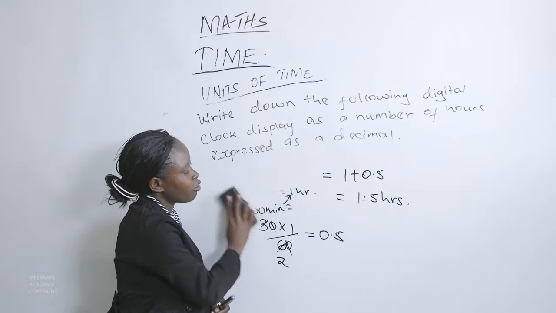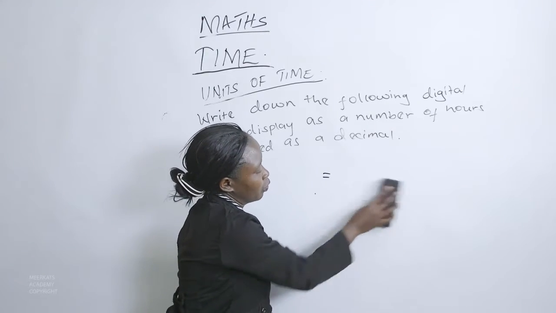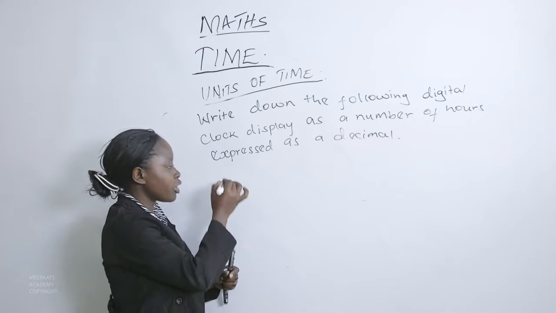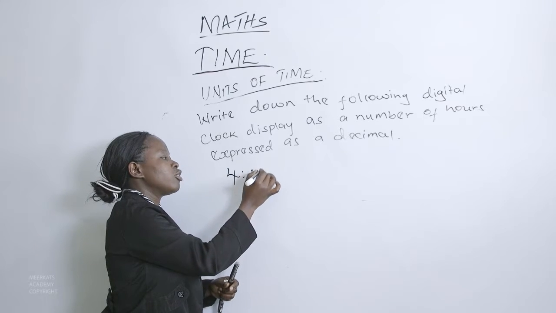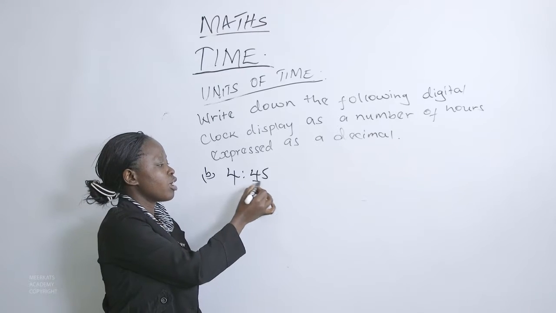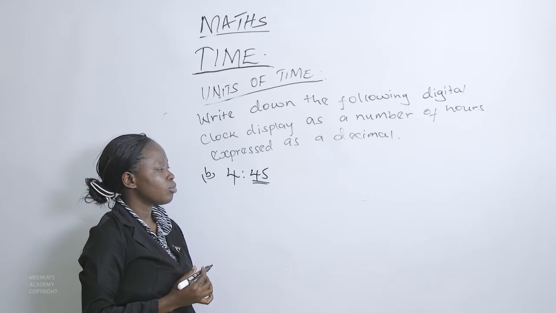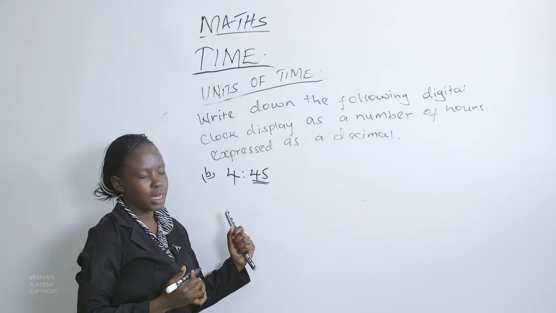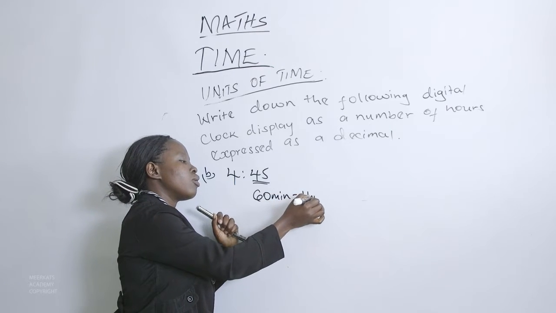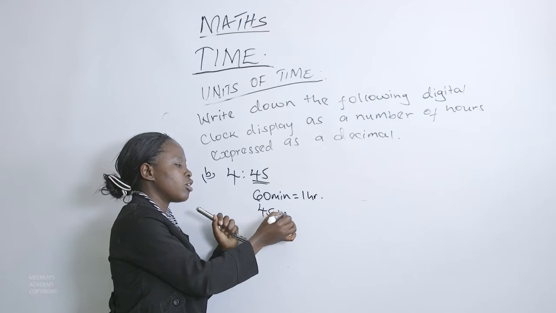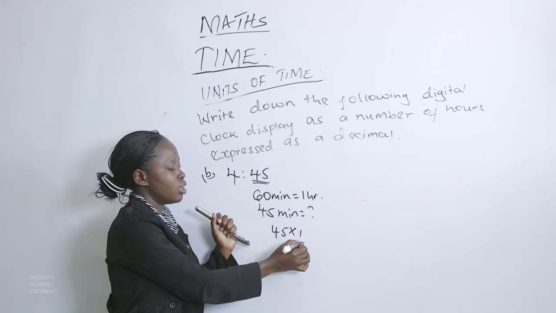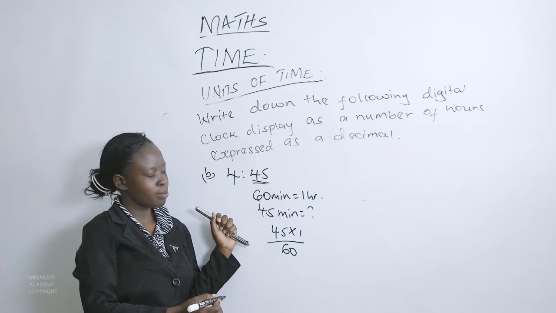Another example we have is 4:45. We need to express it as a decimal. So I have 45 minutes. That means that I convert the 45 minutes into hours. 60 minutes is 1 hour. What about 45 minutes? So that means that I have 45 times 1 divided by 60.